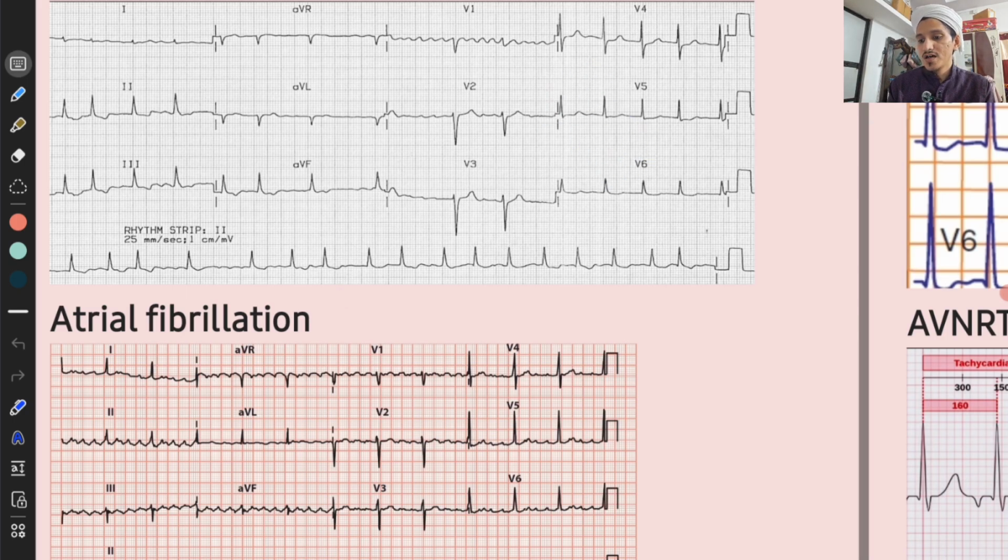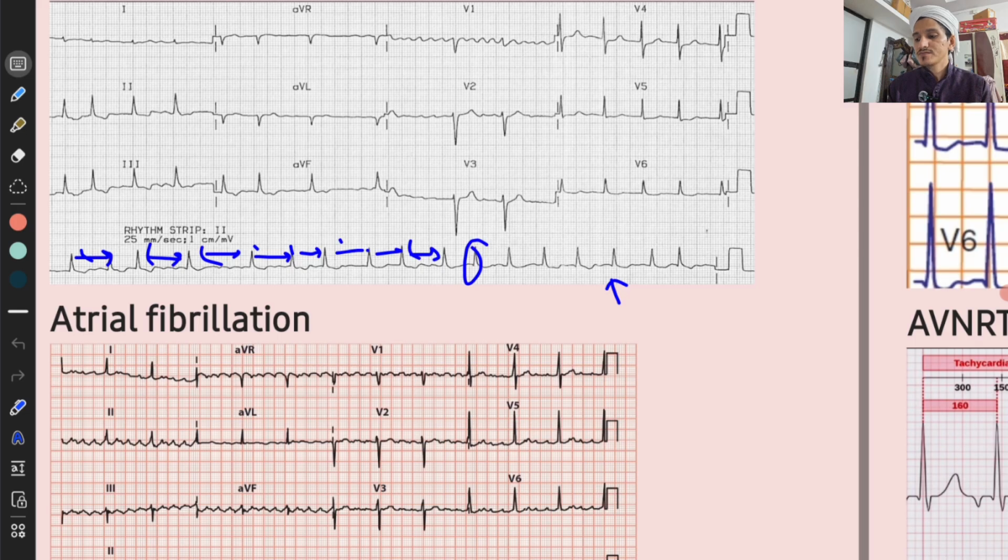Then you calculate the heart rate, then the rhythm. See the rhythm: the RR intervals are irregular, and there are no P waves here. Now you have seen the rhythm. Now H for heart, E for electrical conduction. See the PR interval and QRS complexes. The main thing is the QRS complexes are narrow, and you are not seeing any PR. There is no P wave, and no QT prolongation or the like.